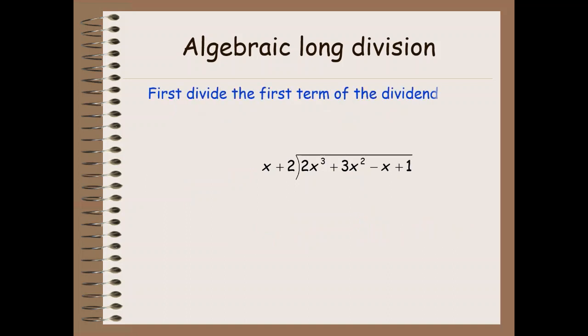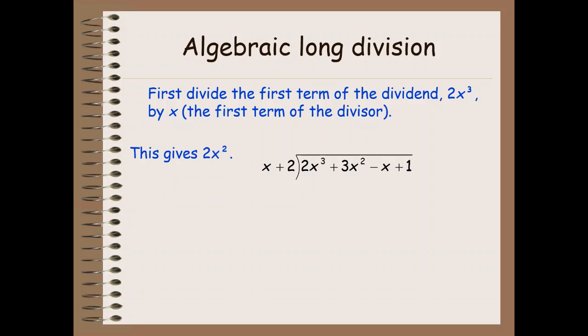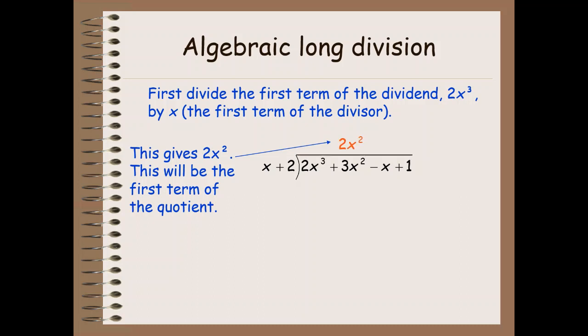Now, algebraic long division, polynomial long division. We're going to divide like we would be dividing any other number. So I have 2x to the third power plus 3x squared minus x plus 1 divided by x plus 2. First, divide the first term of your dividend, 2x to the third, by x, the first term of your divisor. That will give you 2x squared, which will be the first term of the answer, the quotient.